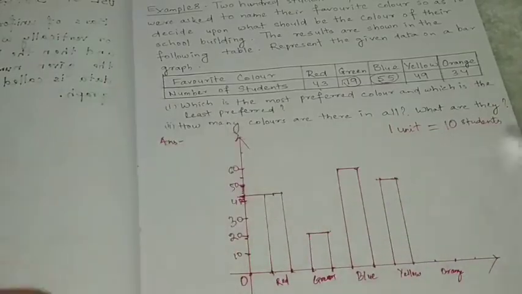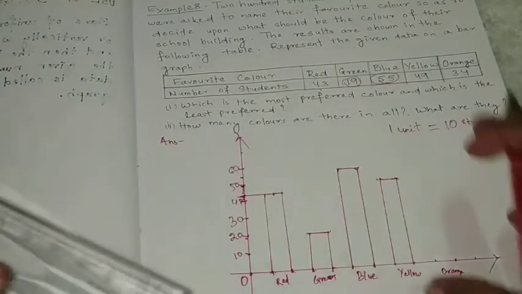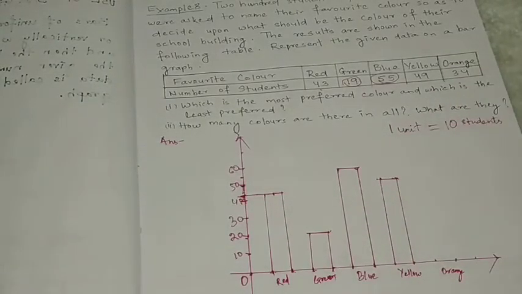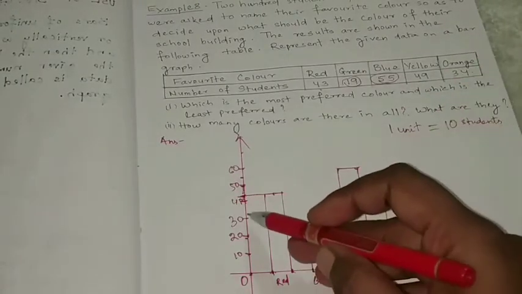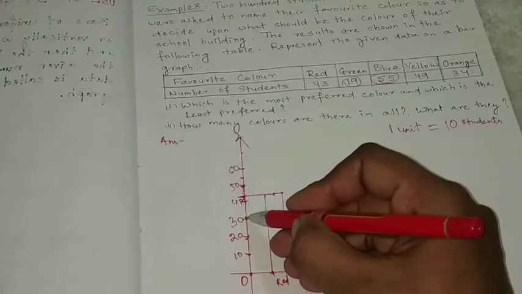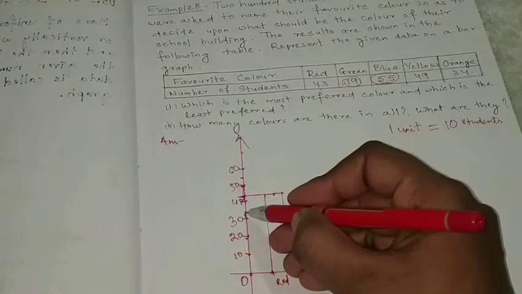This is the bar for yellow. Next, orange. Look here. For orange, how many students are liking? 34. So here 30 is there. You calculate 1, 2, 3, 4.